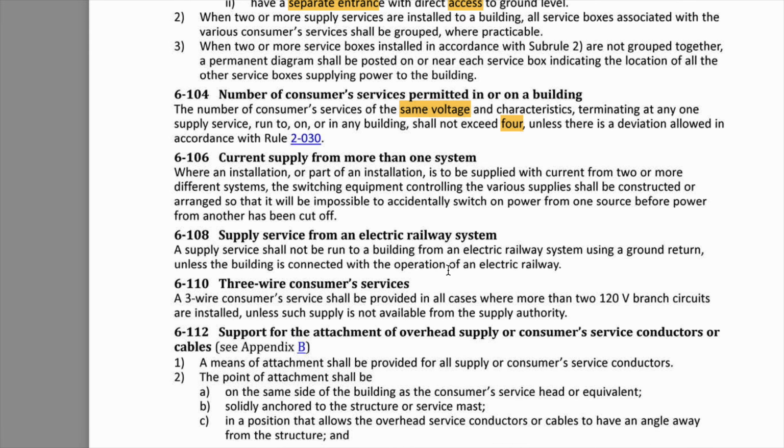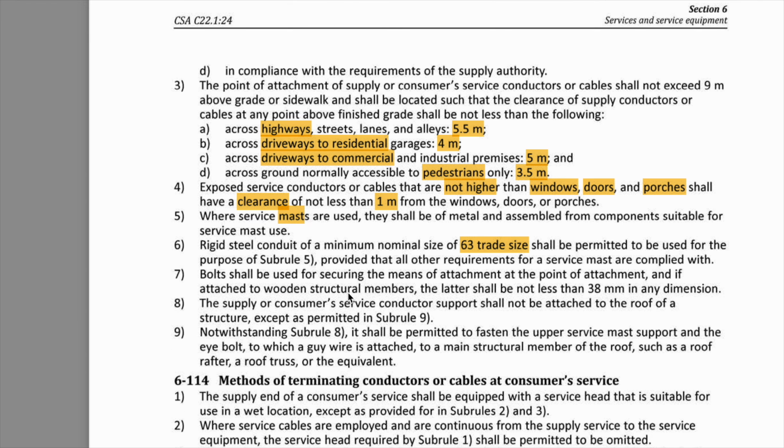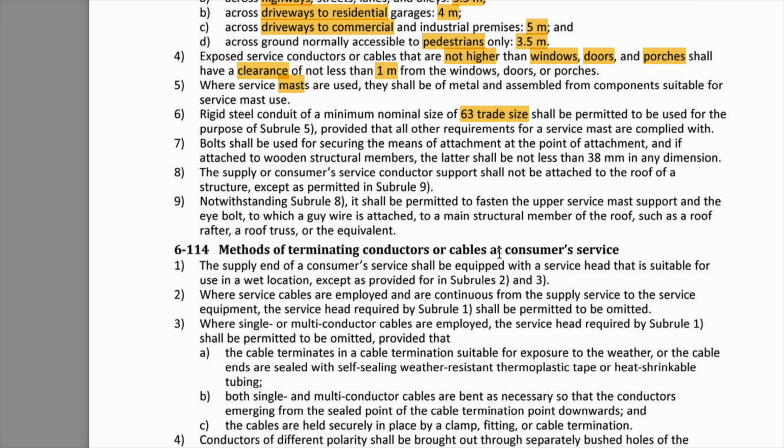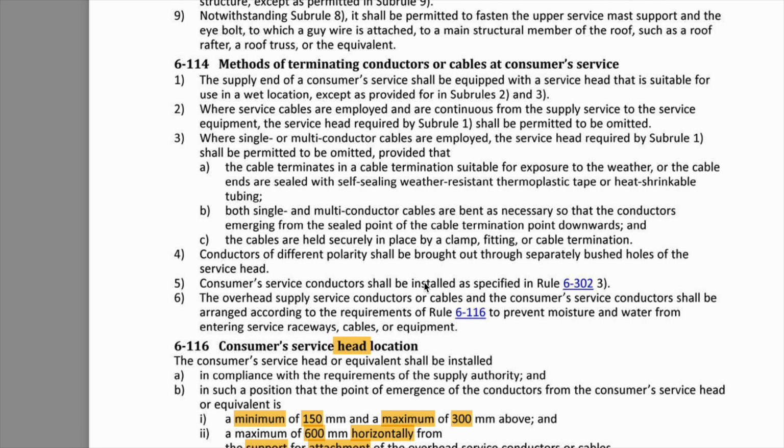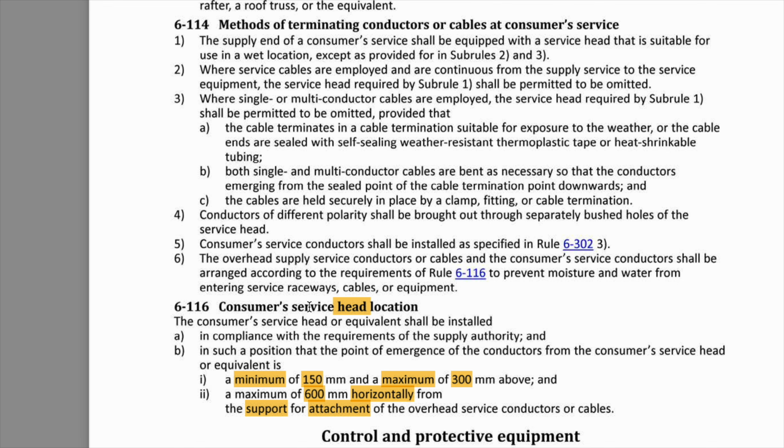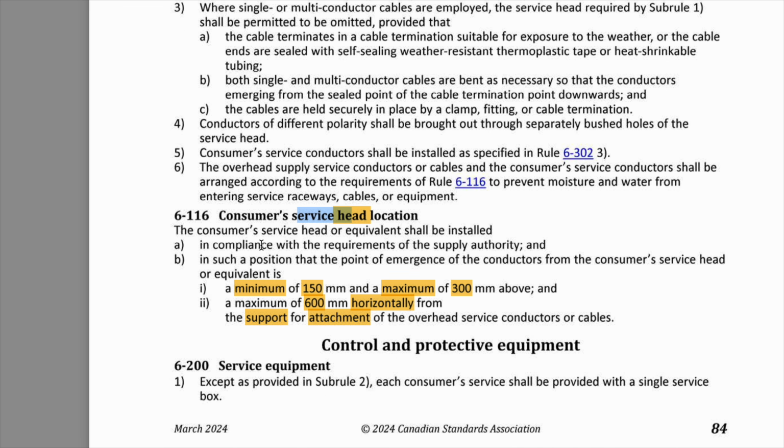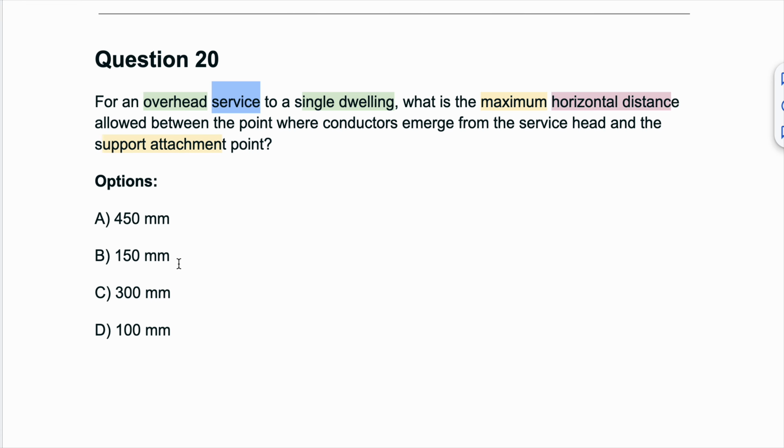Section about the overhead: method of termination, conductor, consumer service. It's about the consumer service, the service head, and its location. Its location is minimum 150 millimeters and maximum 300 millimeters above. But this one is horizontal: 600 is horizontally from the support attachment. So the answer is 600.